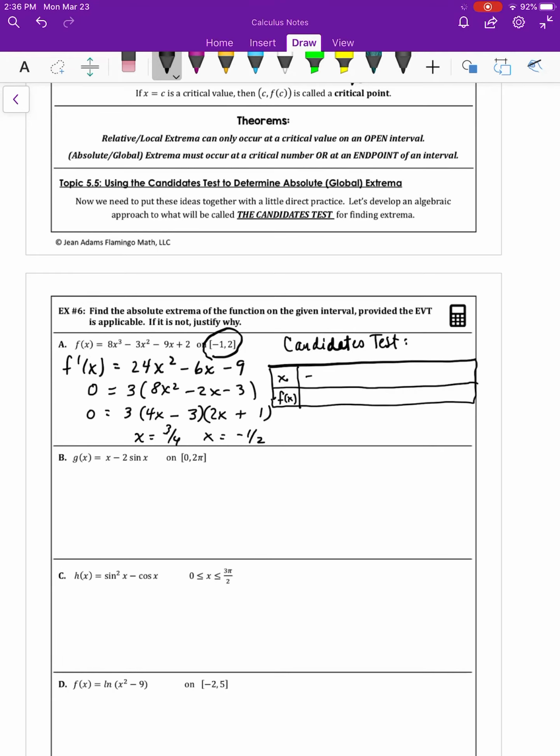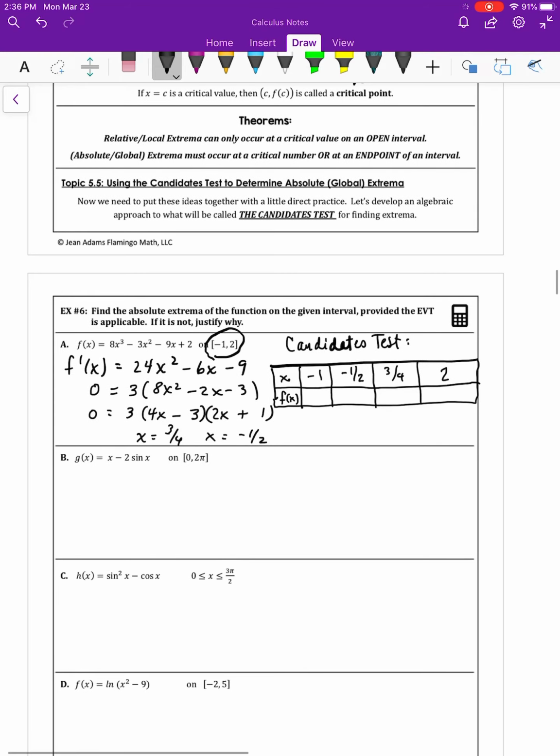You're going to look at them at your endpoints, and notice your endpoints are negative 1 and 2. So I know I'm going to look at negative 1 and see what my y value is. The next thing that comes up is negative 1/2, which is one of my critical points. Then 3/4 is one of my critical points. And then I would do the last point of my interval, 2. So you're basically using the endpoints of your closed interval and your critical points. Now, sometimes you might have a critical point that's not in that interval, and then you don't have to worry about it, because you're only focusing on what's in this interval from negative 1 to 2, okay?